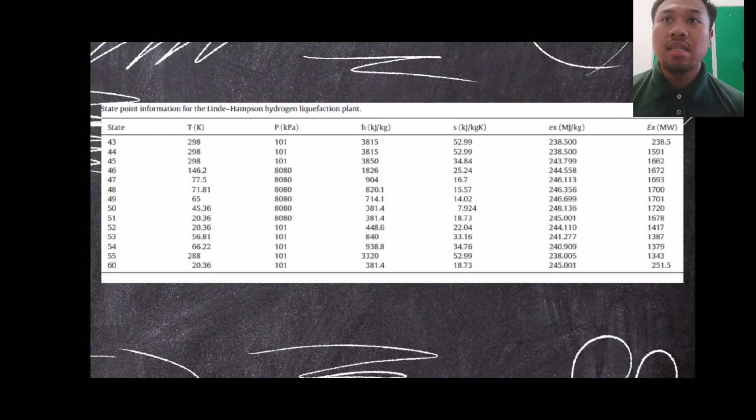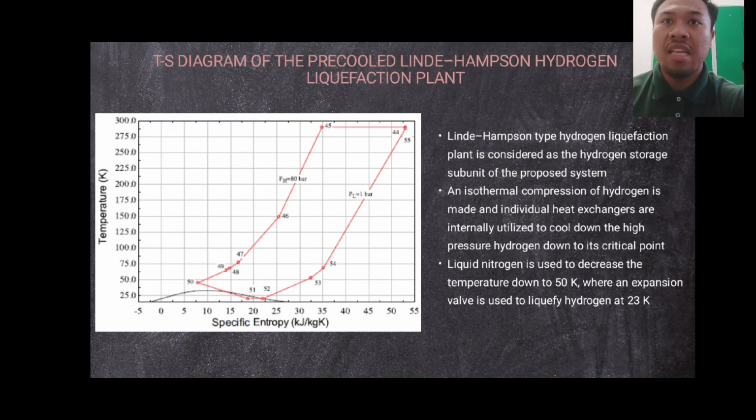Next, this is the result of Linde-Hampson hydrogen liquefaction plant. And next, this is the TS diagram of Linde-Hampson hydrogen liquefaction plant. Linde-Hampson type hydrogen liquefaction plant is considered as the hydrogen storage subunit of the proposed system.